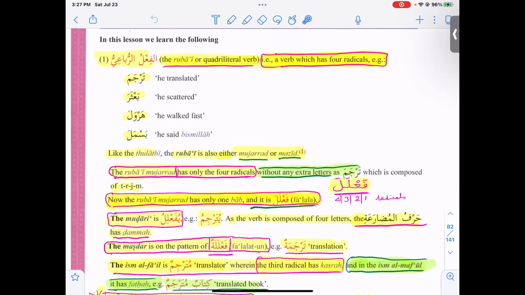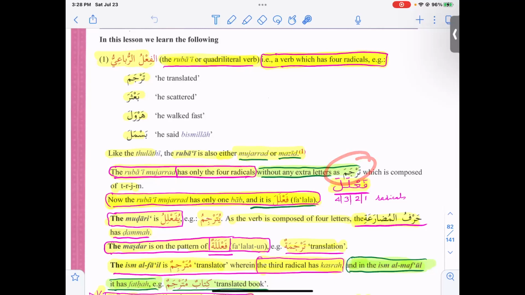Mudari will become Yufa'lilu. No, it has to be pronounced properly. Because this is something new, we have to practice, inshallah. Fa'alala, Yufa'lilu. See, four letters, the Alamatul Mudari'a will always be U. When three letters were there, the Alamatul Mudari'a was fatha, like that. But here, four letters, always U will start. Fa'alala, Yufa'lilu. So we have here Tarjama.